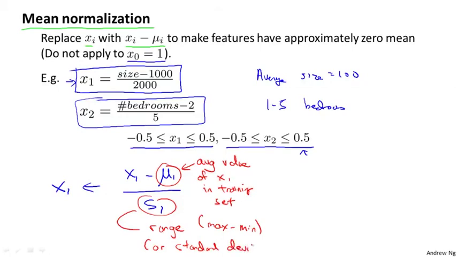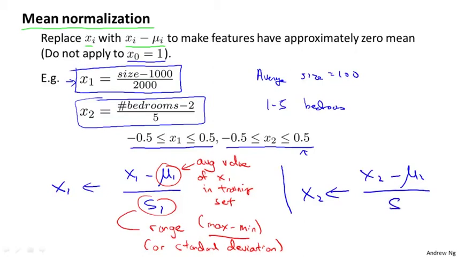And similarly, for the second feature, x2, you replace x2 by subtracting the mean of the feature and dividing it by the range of values, meaning the max minus min. And this sort of formula will get your features, maybe not exactly, but maybe roughly into these sorts of ranges.